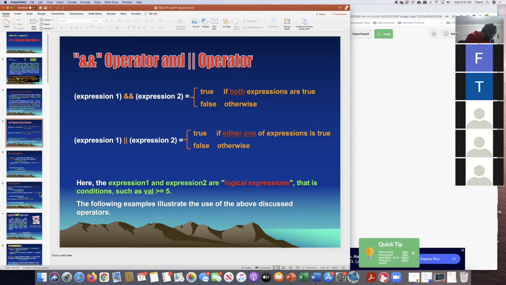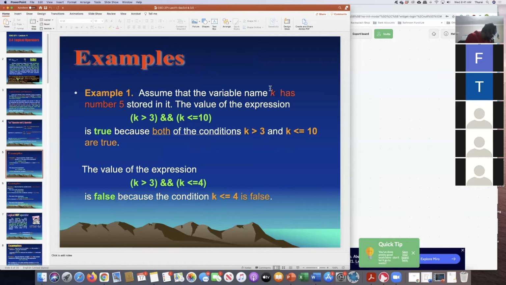Okay, going on to the example. Suppose that k has a 5 stored in it, then k greater than 3 and k less than or equal to 10 will evaluate to be true because k greater than 3 is true and k less than or equal to 10 is true. Both are true, so it will be true. Let's look at another one. k greater than 3 and k less than or equal to 4 is false because k less than or equal to 4 is false for that same k.